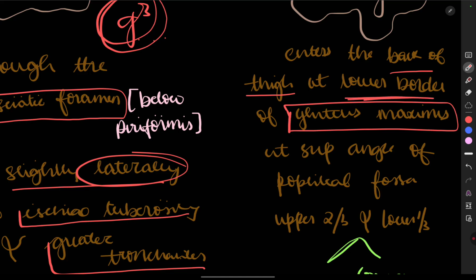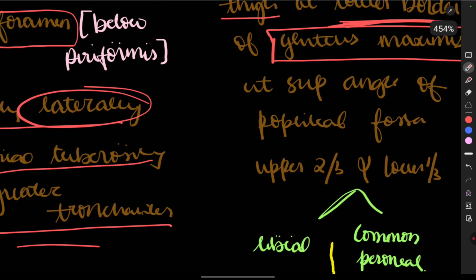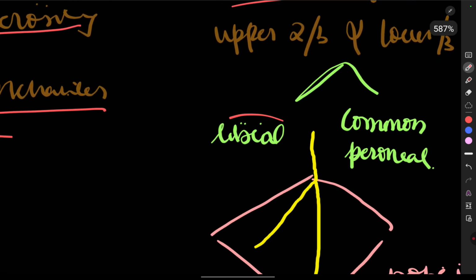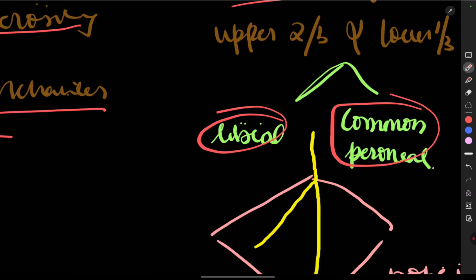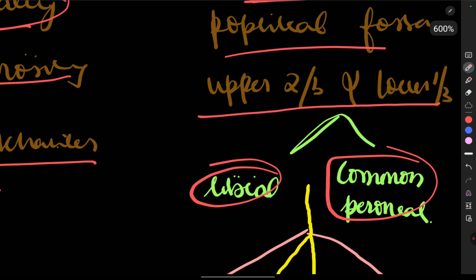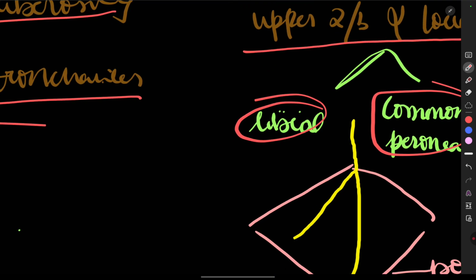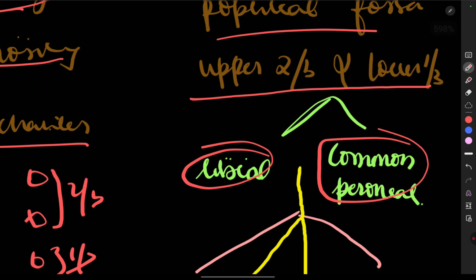So see, it is passing through the lower border of the gluteus maximus muscle at the superior angle of the popliteal fossa. It divides into the tibial nerve and the common peroneal nerve. We have already seen that. That is upper 2/3 and lower 1/3. Okay, see, it's divided into 3 parts, that is 1, 2 and 3. So this 2/3 is the upper part and 1/3 is the lower part.